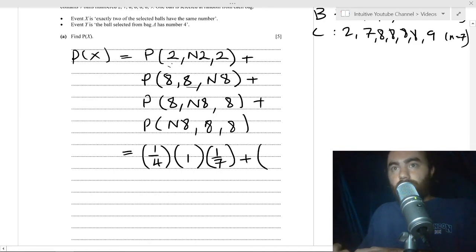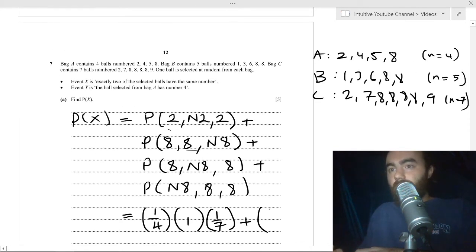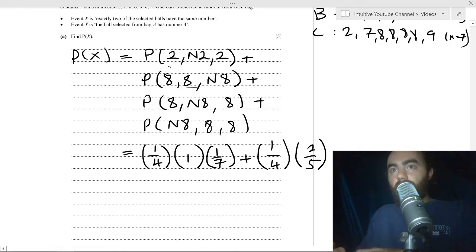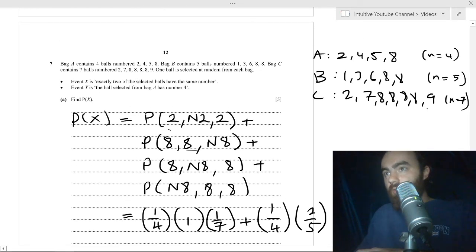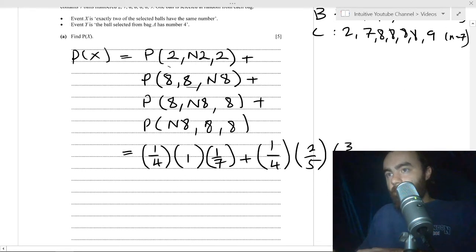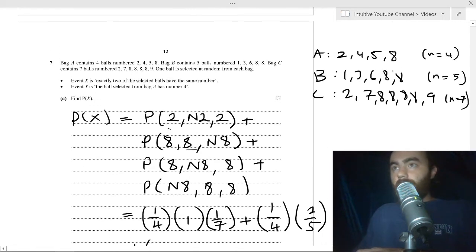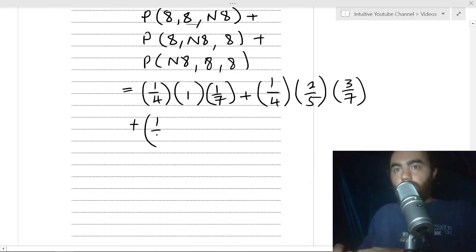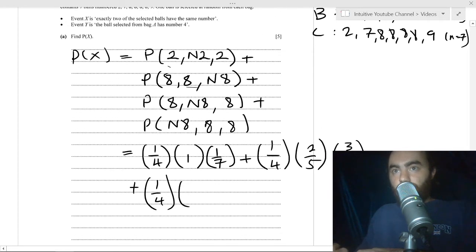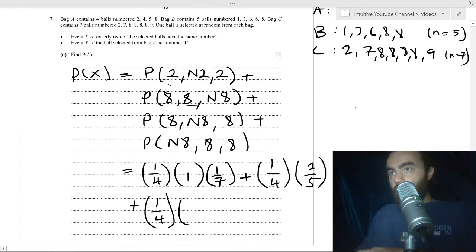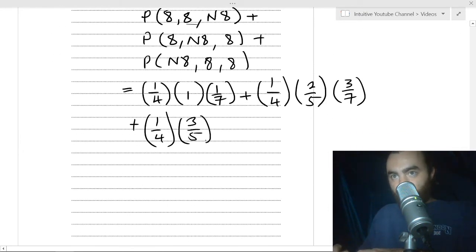Plus this one. So it's going to be the probability of picking an 8 is 1 over 4, times the probability of picking an 8 from here is 2 over 5, times the probability of picking no 8 from here is 3 over 7, plus this one: the probability of picking an 8 is 1 over 4, times the probability of not picking an 8 from bag B is 3 over 5. Hope it's making sense what I'm doing here.